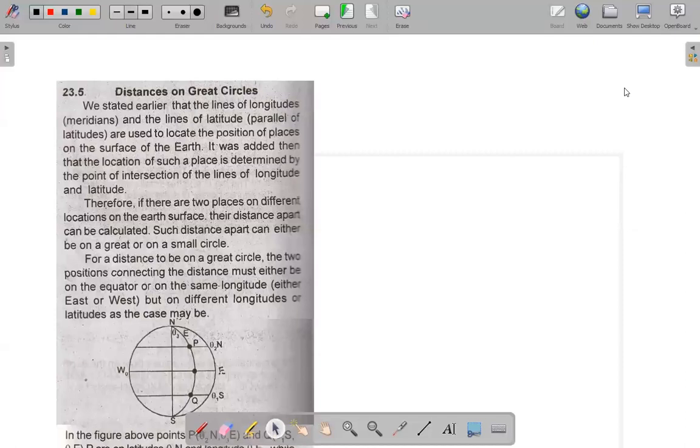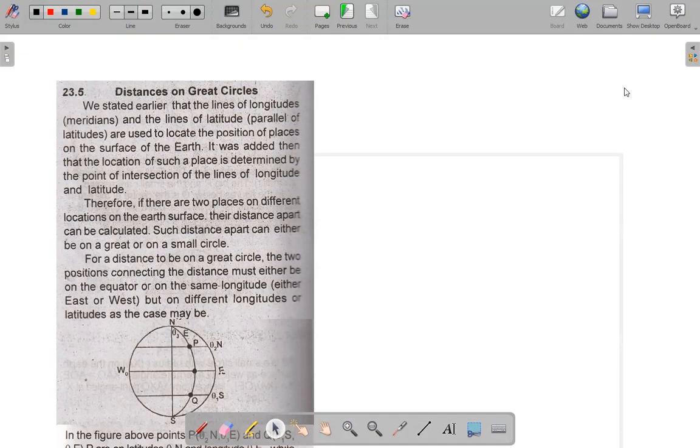In this lesson, we look at distance from great circles. Because from our previous class, we discussed what a great circle is. We said that it's a circle whose radius is equal to the radius of the Earth itself. So based on that, we learned that all the lines of longitude are great circles.